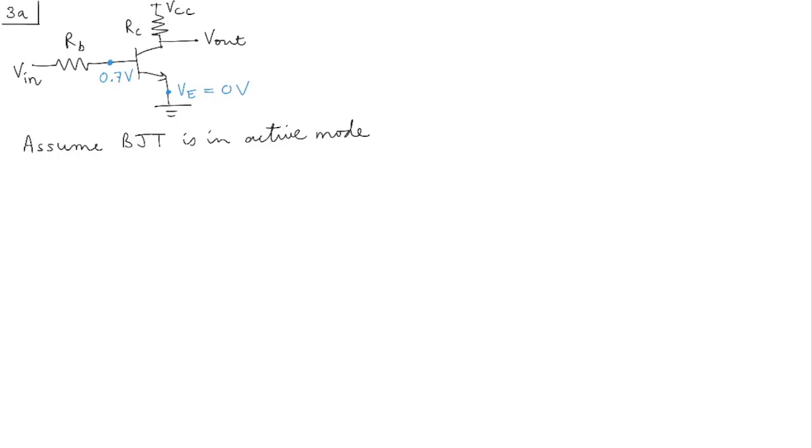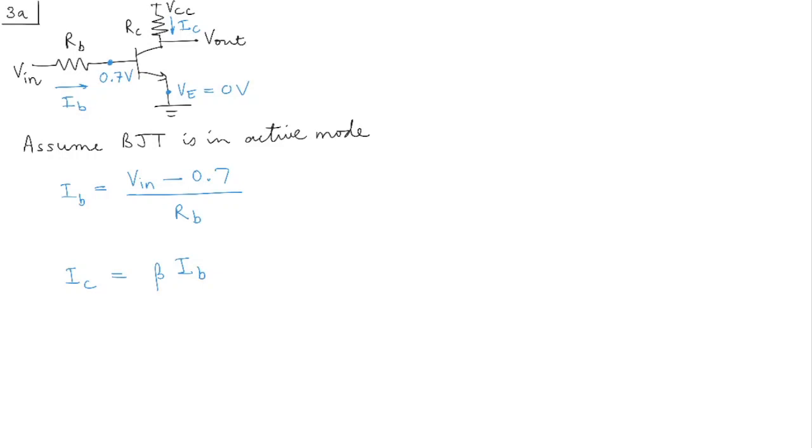Now, if we know that VB is 0.7 volts, we should be able to calculate IB. And what is IB going to be equal to? IB is going to be equal to V in minus 0.7 divided by RB, right? Now, if we have IB, we should be able to calculate IC. And what is IC going to be? IC is going to be beta times IB, right?